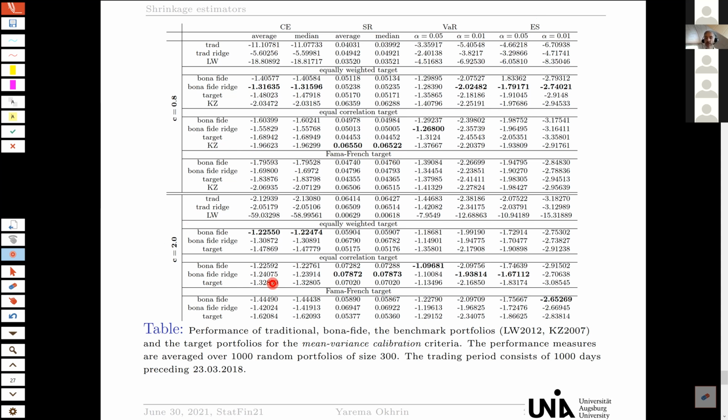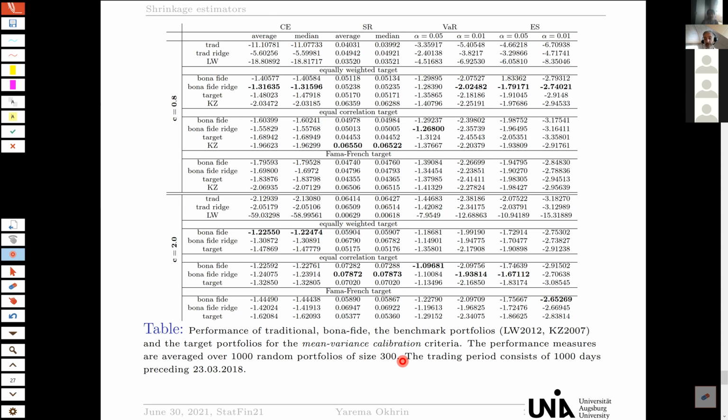If we increase our c to 2, then we see that our bona fide ridge estimator dominates all other alternatives, either traditional or Ledoit and Wolf or target. Kan and Zhou cannot be applied here because it is developed only for the case c smaller than 1. So the suggested shrinkage estimator dominates really all the benchmarks and the classical estimator with respect to all those performance measures in a very robust way. The same results apply also if we take a smaller sample like 100 assets, or if we take beta equal to infinity, like different criteria we have discussed so far.